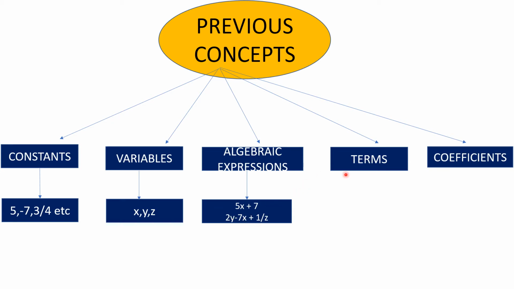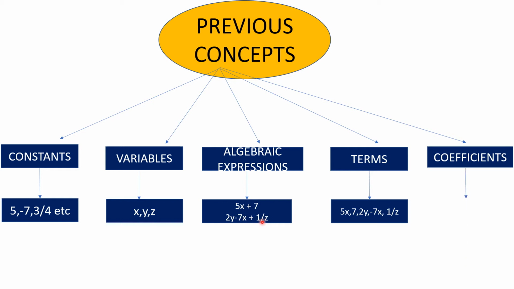Next is terms. When you remove this operator, each one you call it as a term. Here 5x is a term, 7 is also a term. You may see one more example, 2y minus 7x plus 1 by x. So if you are asked to find the number of terms in the first example over here, there are 2 terms. So if you remove the operator, you get terms. Here how many terms are there? 1, 2, 3. So there are totally 3 terms in the second example.